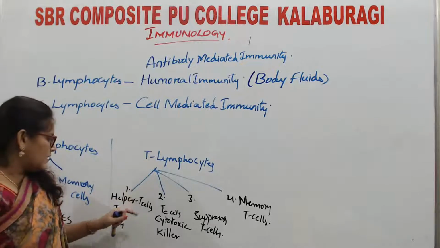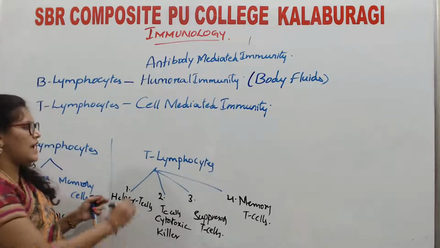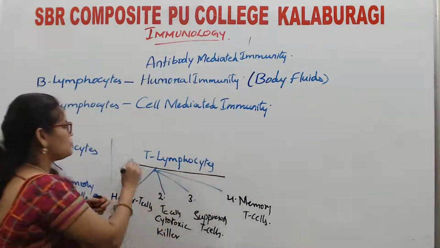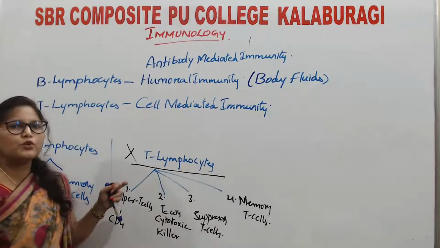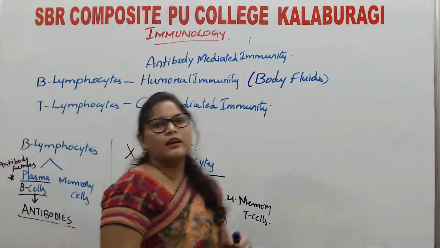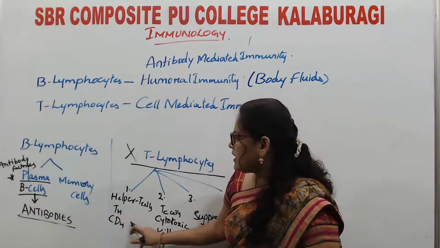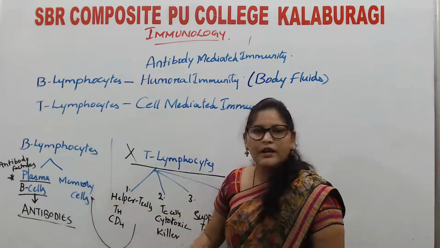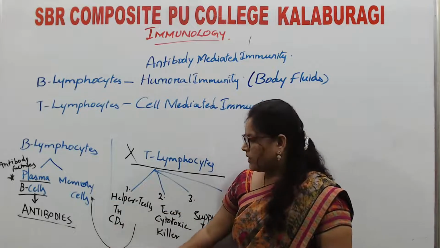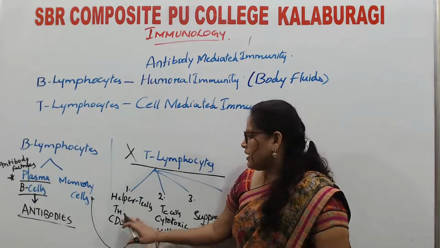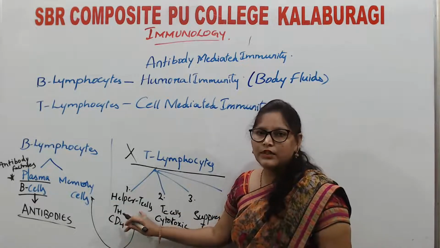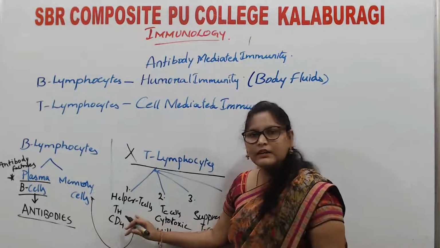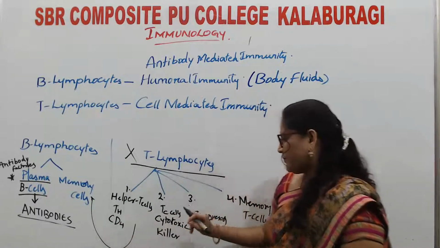And T lymphocytes, see here, helper T cells. As these T lymphocytes do not have the capacity to produce antibodies, these T helper cells will help the B lymphocytes in the production of antibodies. Apart from that, they will also interact with the macrophages in killing the antigen.